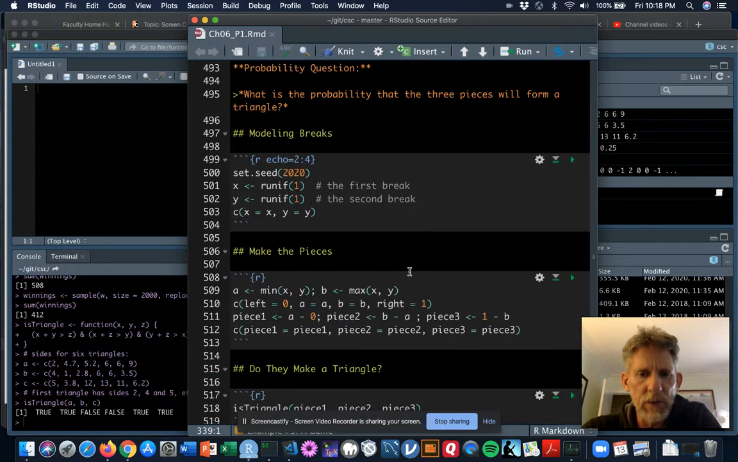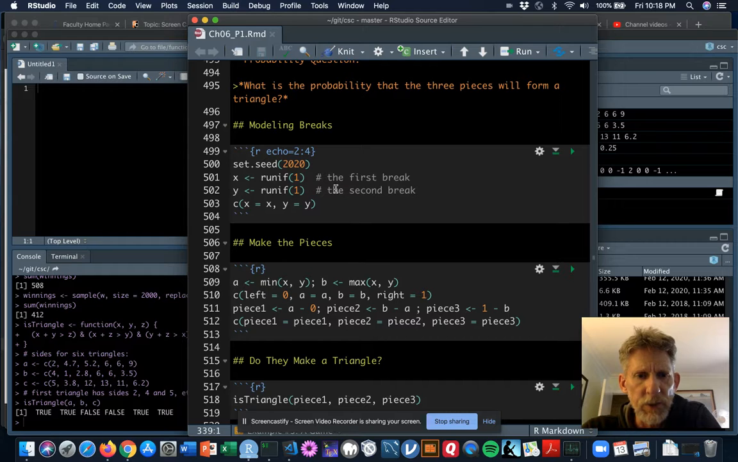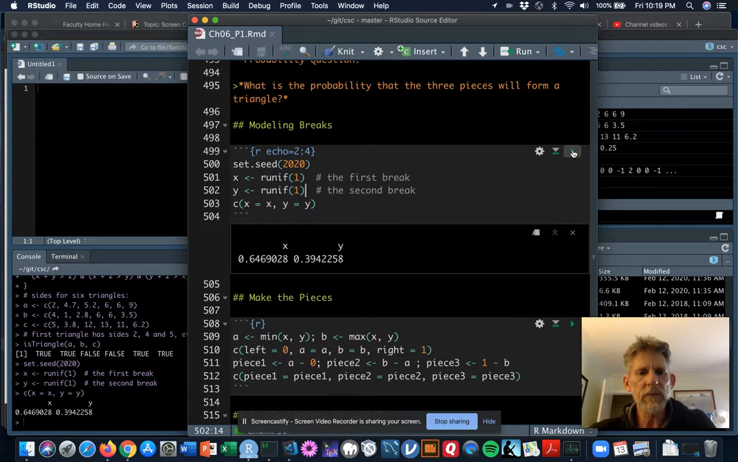So we need to model the situation. What you can do if you want to model breaking a stick once is to simply choose two random places along the stick to do the break. I'm letting the first one be X, the second one be Y. Okay, and notice that each of them is a random uniform number, just one of them. That's the one inside the parentheses. The default values of runif are that the min is 0 and the max is 1. So you are indeed choosing a random number between 0 and 1 each time you run runif. I am then sticking the two together into a vector with names X and Y for its elements. Let me give it a try. And so I broke at 0.64 and at 0.39.